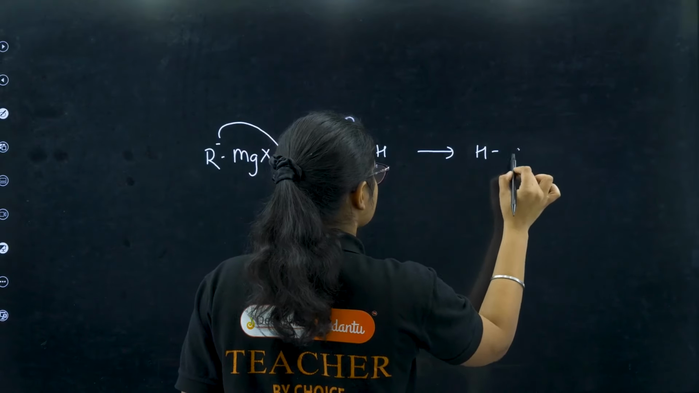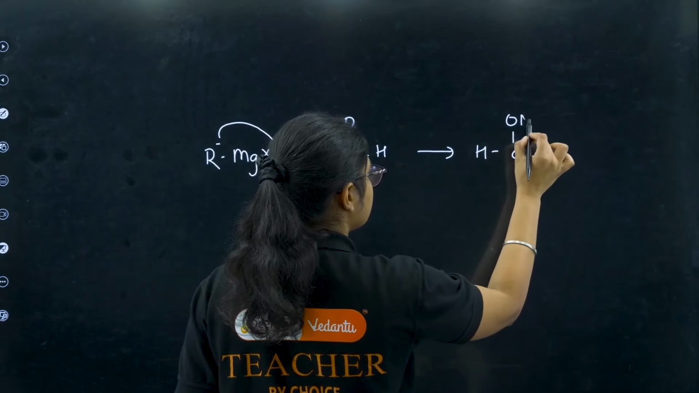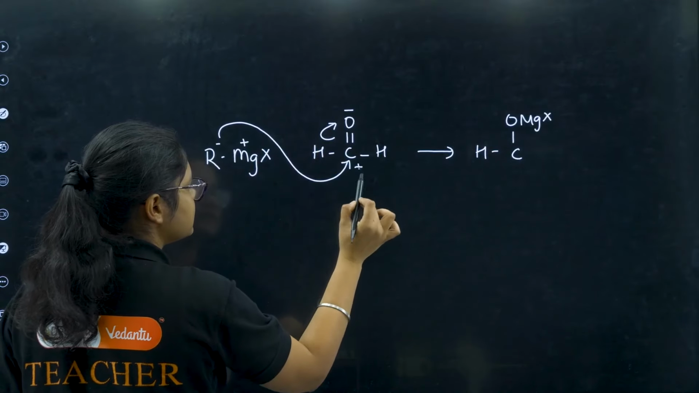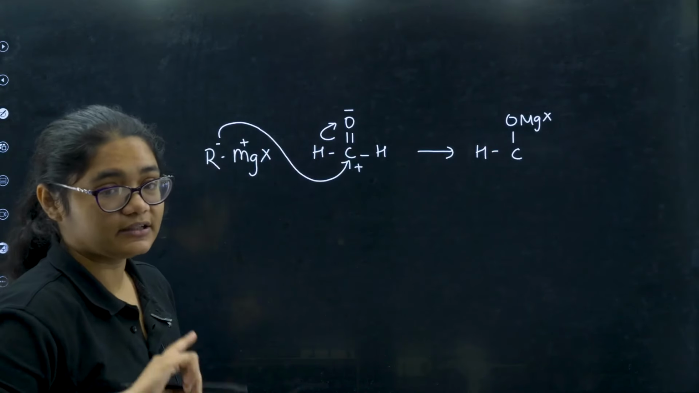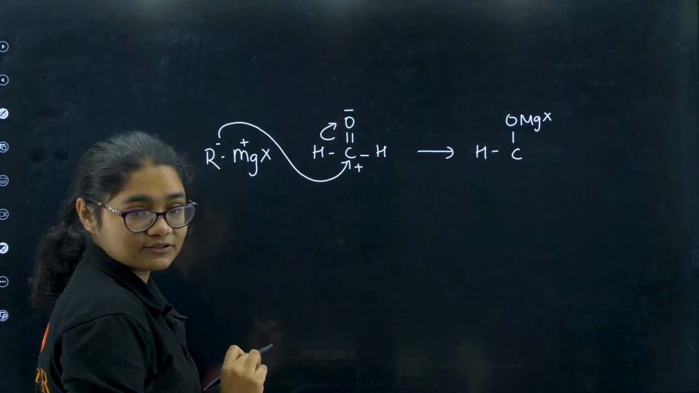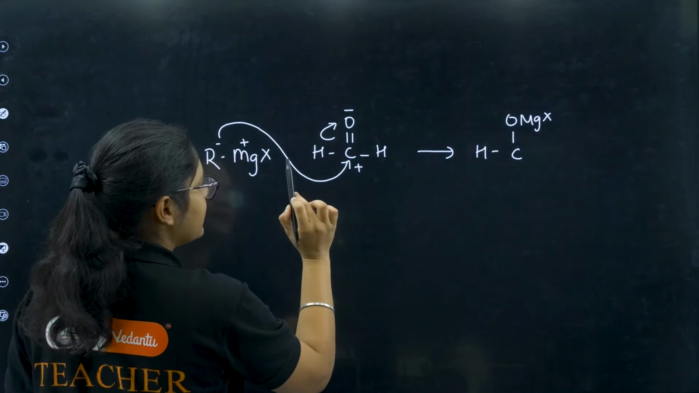So after that, here you see H, C, and O is there. First you will get OMgX. This is O minus, this is plus, right? So please understand this mechanism. Grignard reagent questions are asked repeatedly. Okay, so what will happen? O minus and C plus will be there. This one will attack here.